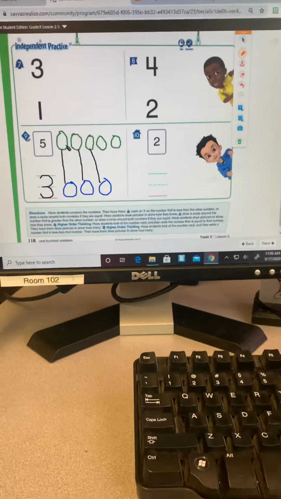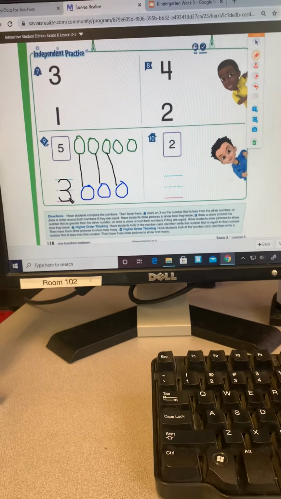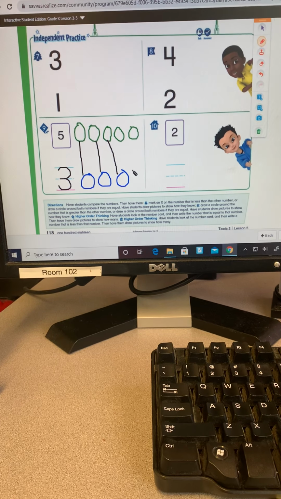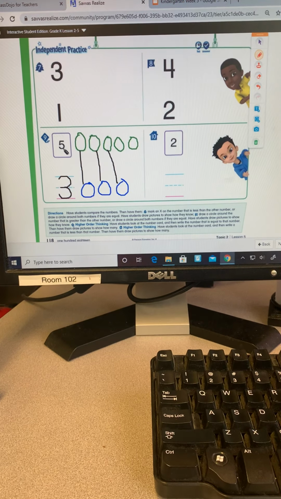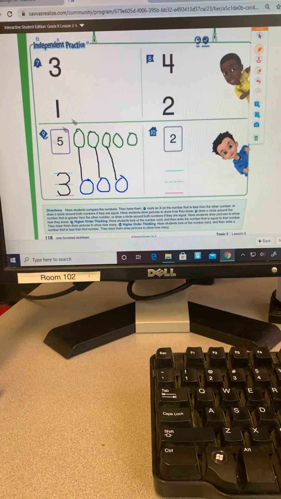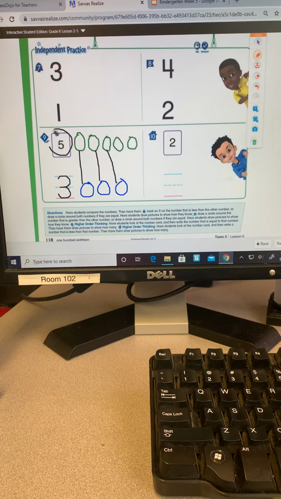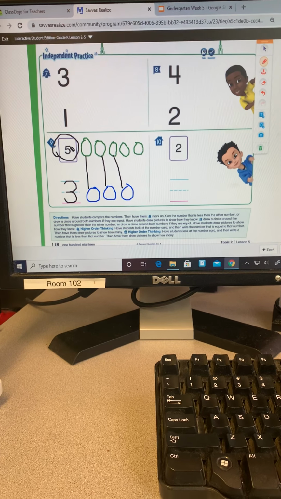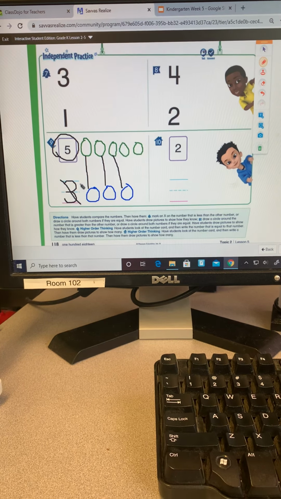I know that 5 is greater than 3 because I have 2 dots left over. So since 5 is greater than 3, I need to circle 5. And since 3 is less than 5, I need to put an X on 3.